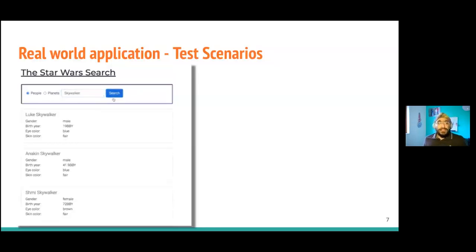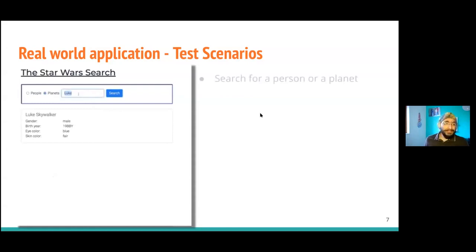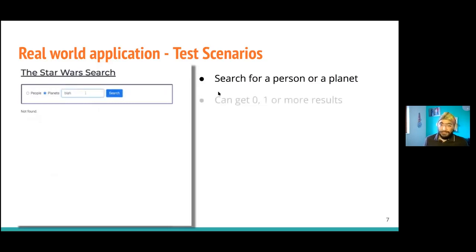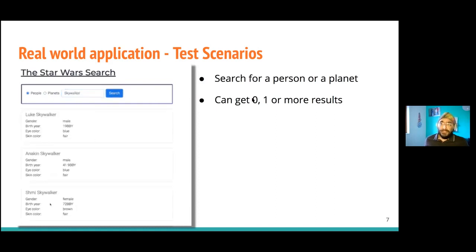So let's talk about the basic test scenarios you can have for this application. And if you think there is something I missed, just send it to me in the chat. You can search for a person or a planet. You can select the radio button and then search for the text. You can get 0 results, in this case not found, or you can get 1 result, or you can get more results. For Skywalker, we get 3. For a planet called UT, we get 2. And for Luke, we get 1.